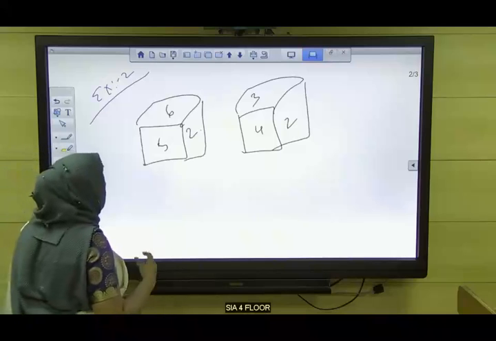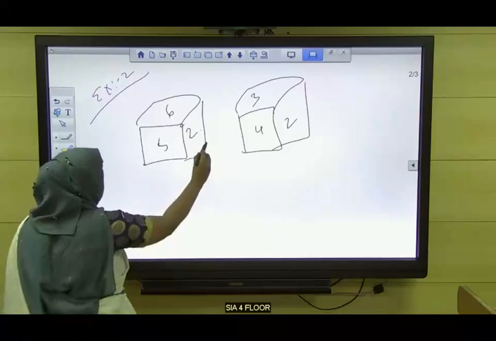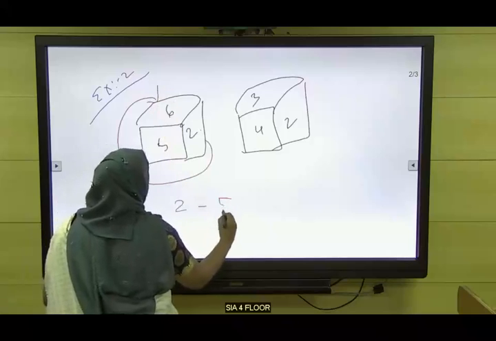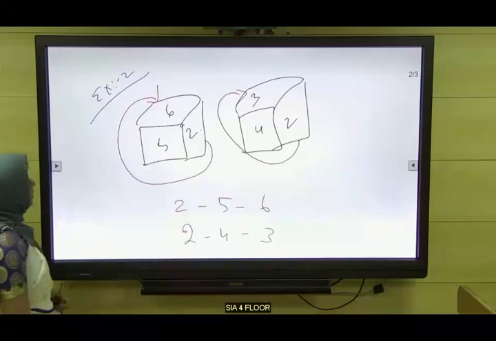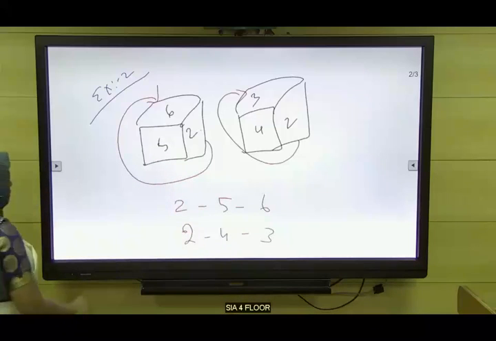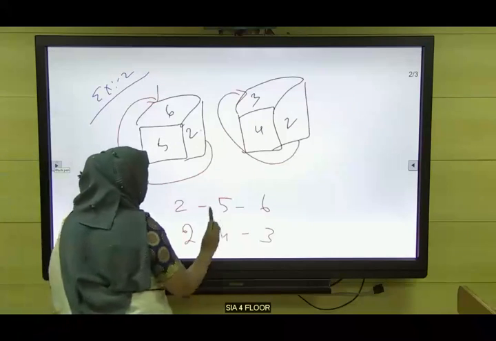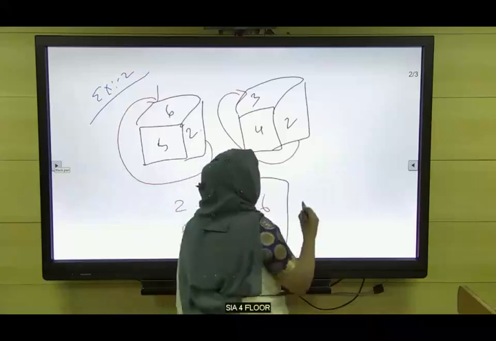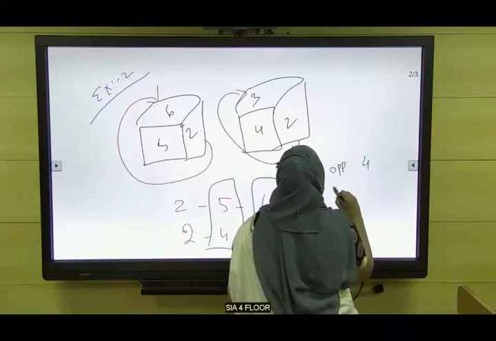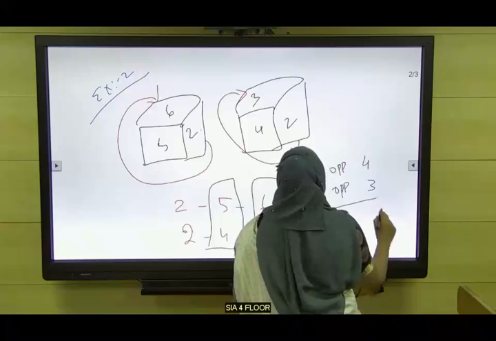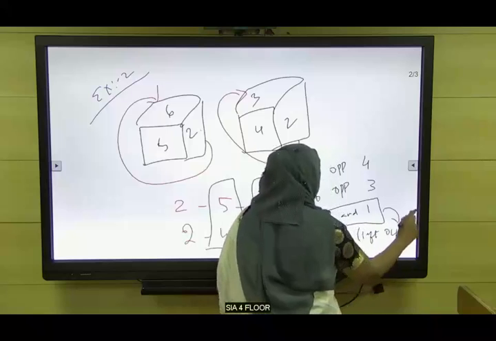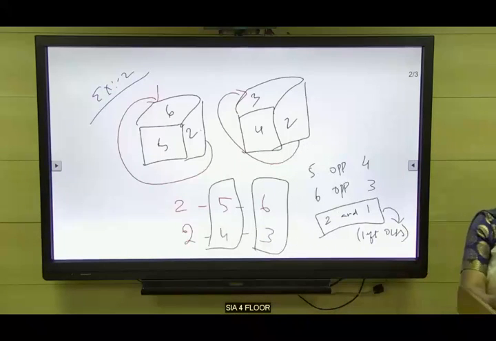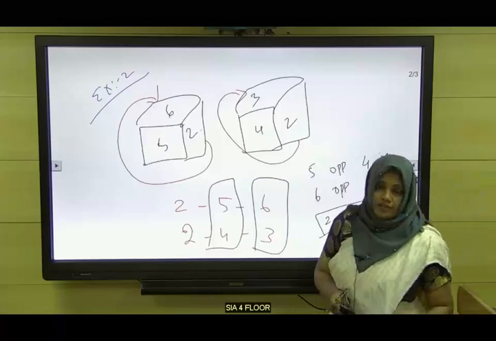Okay, so here again we have only one common number, that is number 2. So starting from 2, I have to write everything in clockwise direction. 2, 5, 6, 2, 4, 3. Okay, so 5 and 4 make a pair. 6 and 3 make a pair. So 5 is opposite to 4. 6 is opposite to 3. And the left outs are 2 and 1. So 2 and 1 make a pair, because they are left outs. Okay, so hope you understood. If you find only one common item, what you have to do?